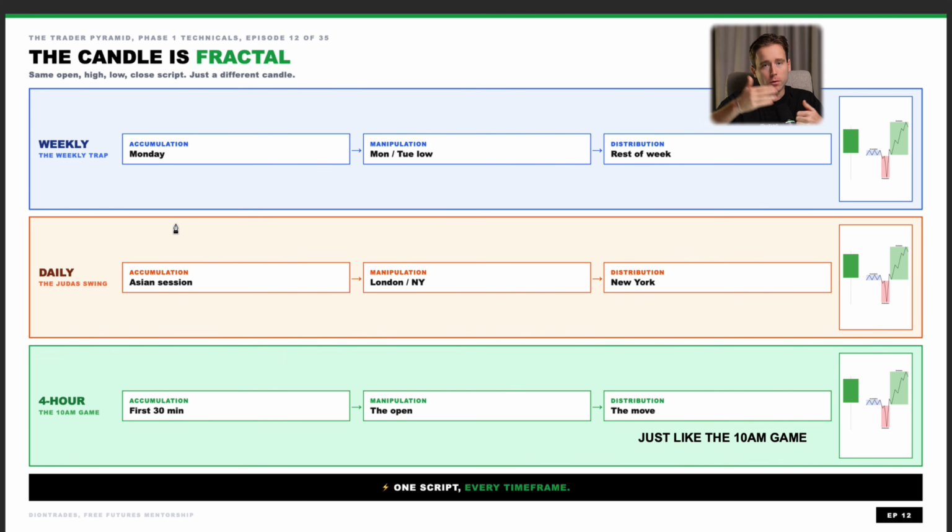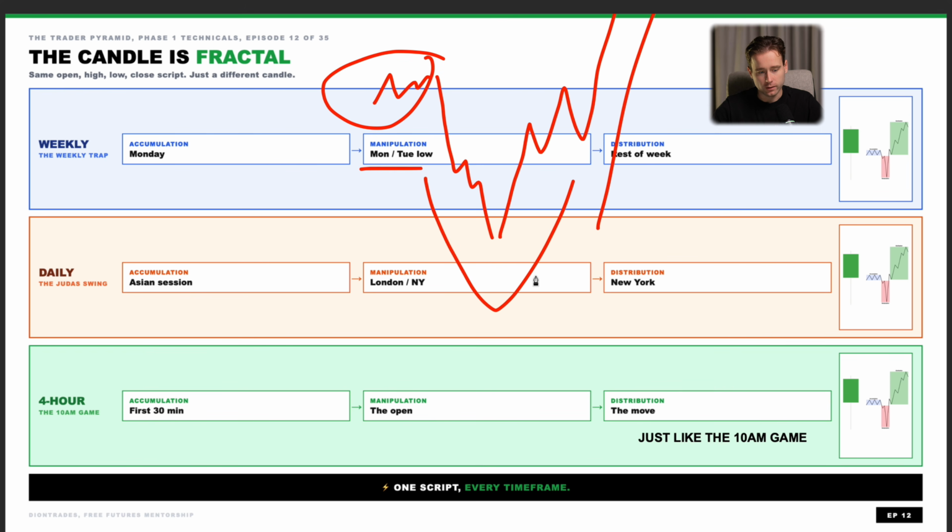And to build on top of the top-down analysis framework from the previous mentorship episodes, that open, high, low, close candle is fractal. Because if you expect a weekly candle to look like this, and have your accumulation, that's going to be Monday. And if your manipulation lower, that's Monday or Tuesday. And then the rest of the week will start the distribution, the AMD. That's the classic buy week.